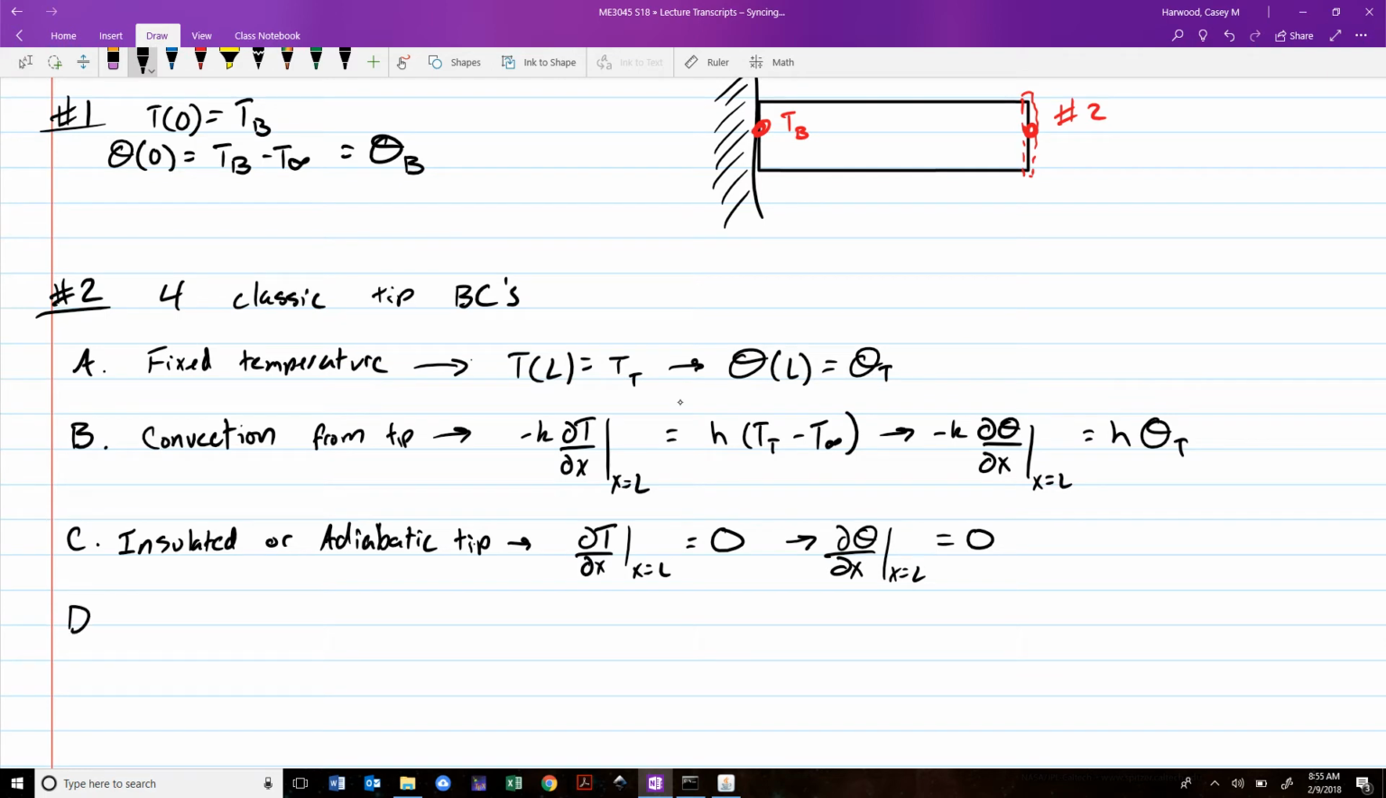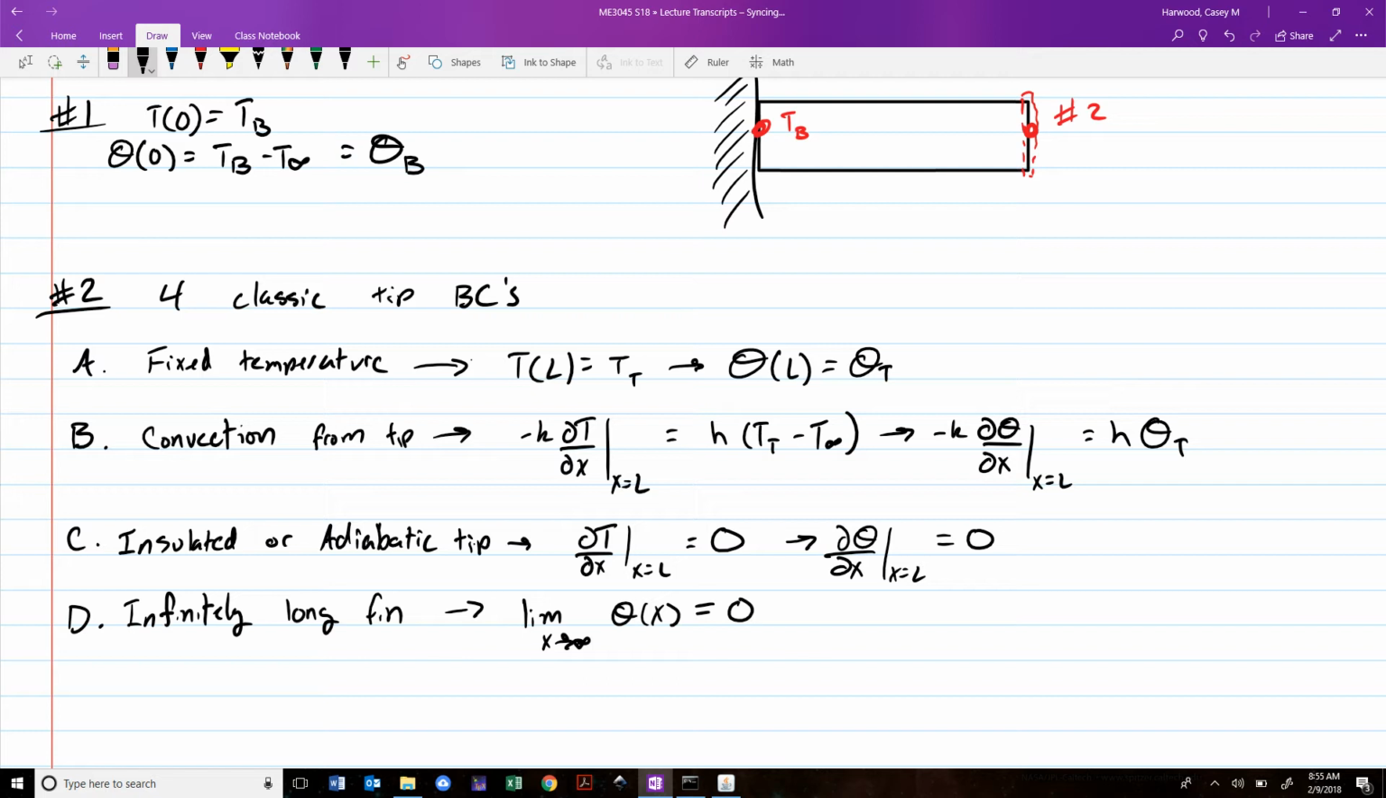And finally, D is an infinitely long fin, in which case our boundary condition is less of a boundary condition and more of a limit. We say that the limit as x goes to infinity of θ(x) approaches 0. In other words, as you go infinitely far down the fin, it eventually has to dissipate all of its excess thermal energy through convection and reach thermal equilibrium with the surrounding air. All right, which is a good approximation for fins that are very long.